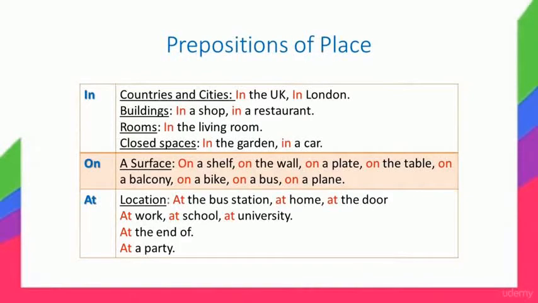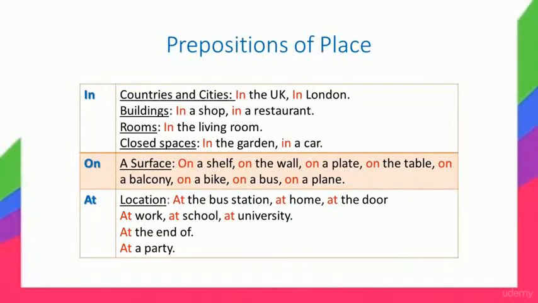Prepositions of place. Let's look at the word in. In is when you're talking about countries and cities. So you can say in the UK or in London. It's also used to talk about buildings. You could say I'm in a shop or in a restaurant. And also with rooms, so in the living room, or enclosed spaces, so in the garden or in a car.